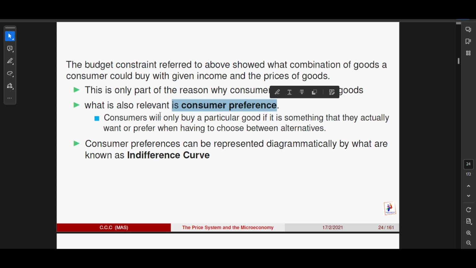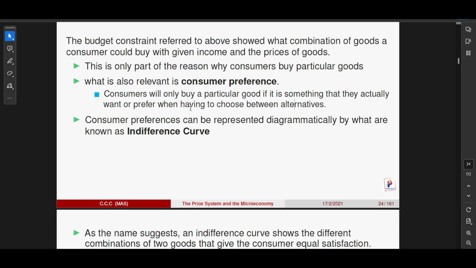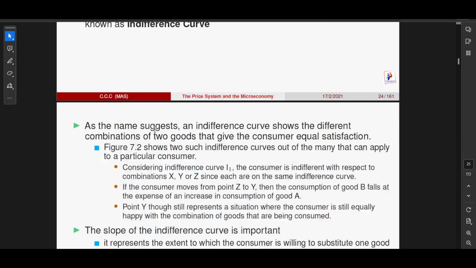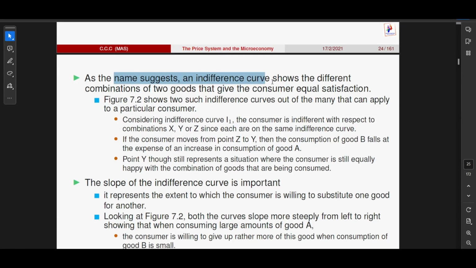This is only part of the reason why a consumer buys a particular good. What is also relevant is consumer preference. Consumers will only buy a particular good if there is something they actually want or prefer when having to choose between two alternatives. Consumer preference can be represented diagrammatically by what is known as an indifference curve. As the name suggests, an indifference curve shows the different combinations of two goods that give the consumer equal satisfaction. So as I said, your A and B give you the same utility.